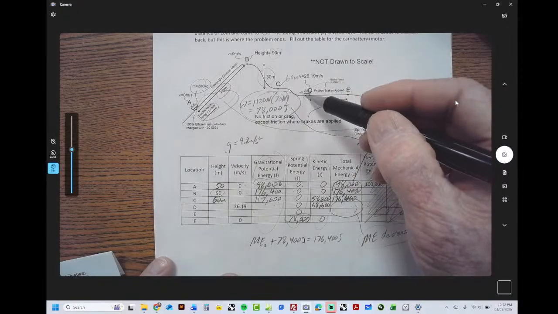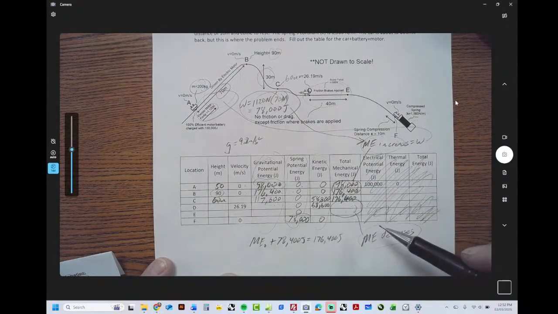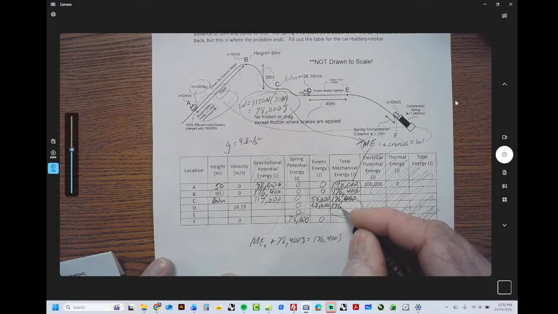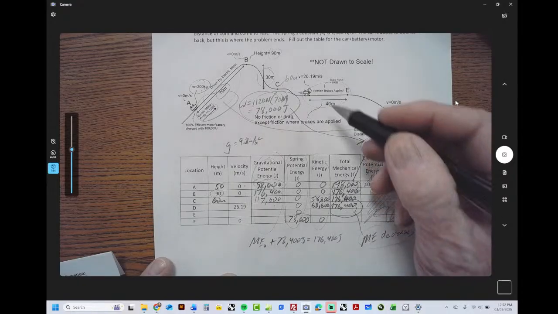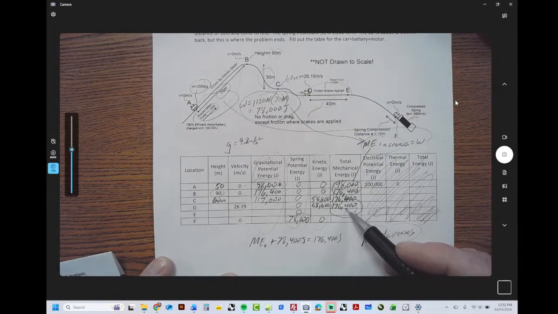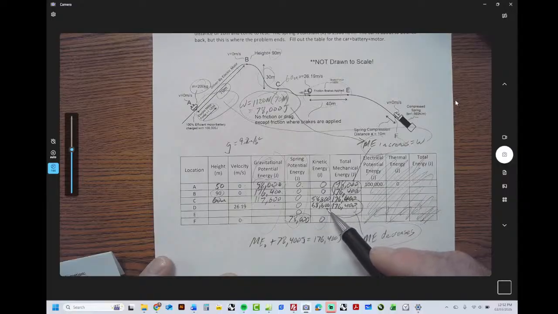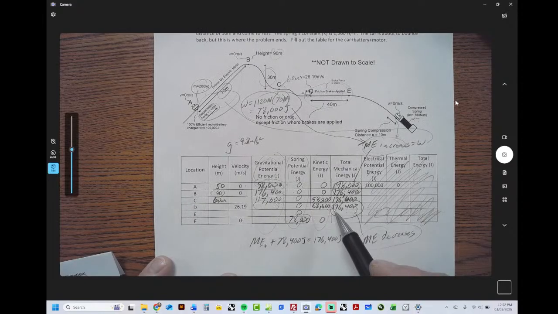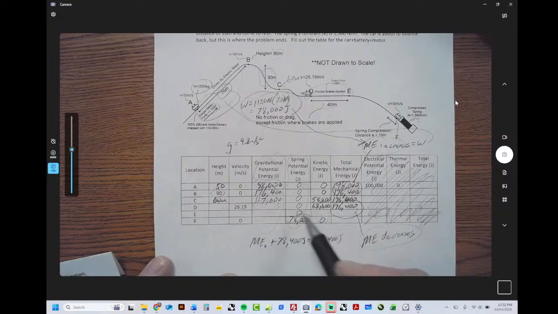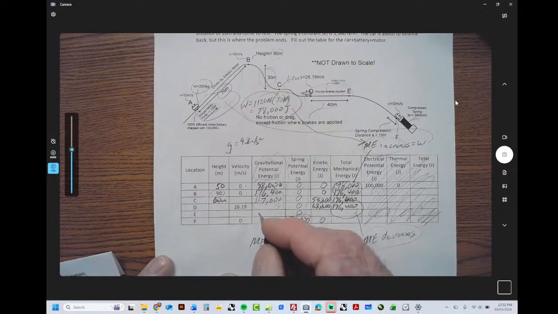Between C and D, the total mechanical energy stays the same, so that's still going to be 176,400. It's going to decrease, though, between D and E because of these brakes. But since I know this is 176,400, and I've already calculated the kinetic energy here, and there's no spring potential, this must make up the difference, because these three have to add up to that. So 176,400 minus 68,600 tells me how much of the energy is still gravitational, and that turns out to be 107.8.